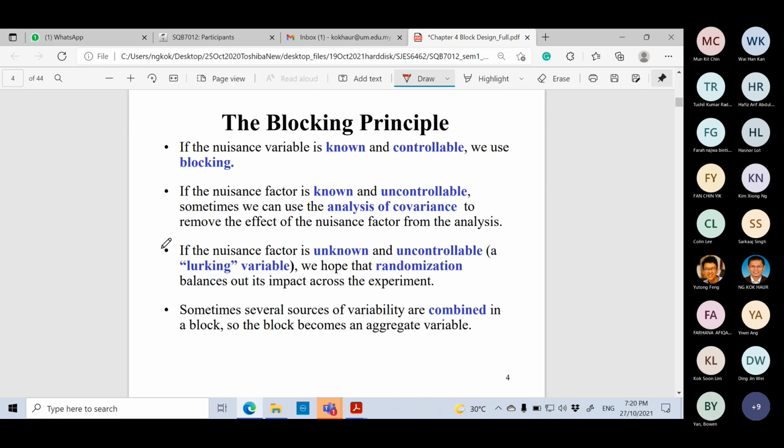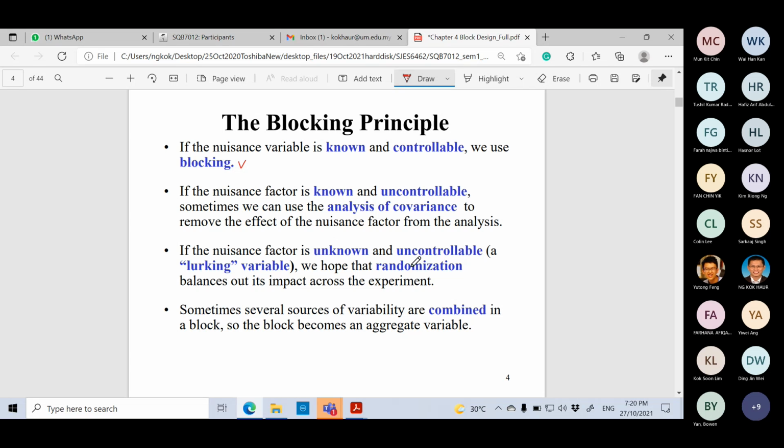So here are a few parts. If the nuisance factor is known and controllable, then we use blocking. The blocking is what we are going to learn here. If the nuisance factor is known but you are unable to control it, you can use another analysis called analysis of covariance. So if the nuisance factor is unknown and uncontrollable, how do you deal with it?